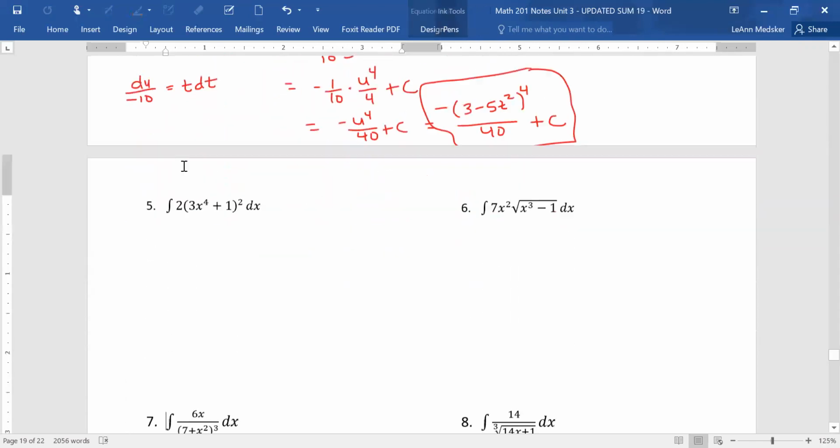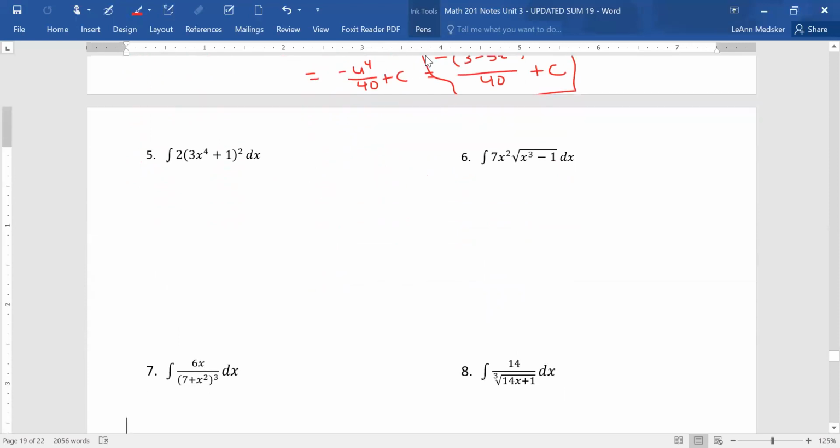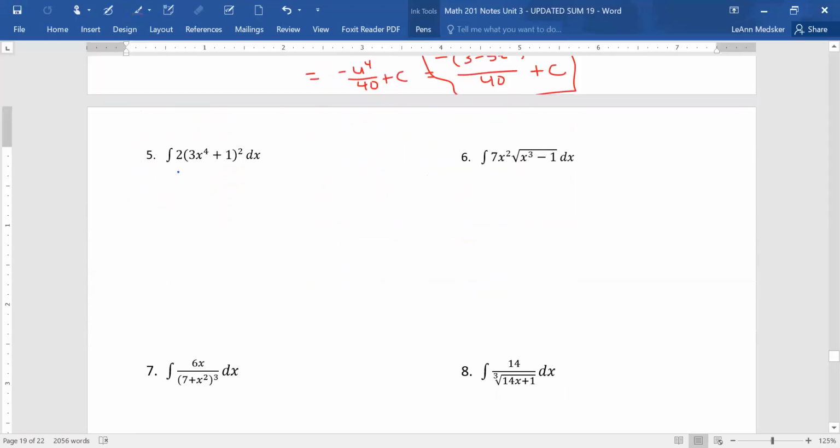All right, so we're going to do number 5 and 7 and 9. So let's look at 5. This one, again, we're going to look at what's going on here. If I try to do this one by U-substitution, I would let u equal the 3x to the fourth plus 1. Then du would equal 12x to the third dx.